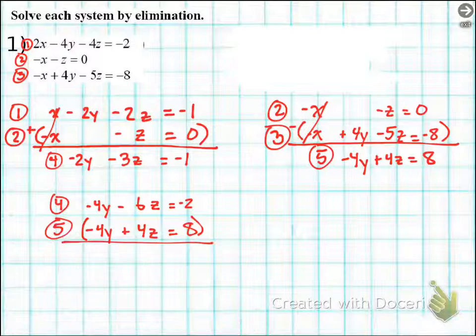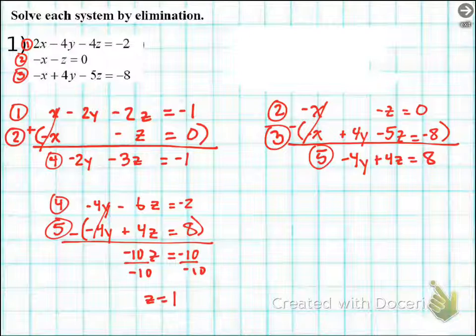So negative 4y, I'm going to subtract. Negative 4y minus negative 4y. These cancel out. Negative 6z minus 4z is negative 10z. And then we got negative 2 minus 8 is negative 10. Divide both sides by negative 10. So z is equal to 1. Okay? That's my first one. I just figured out what z was.